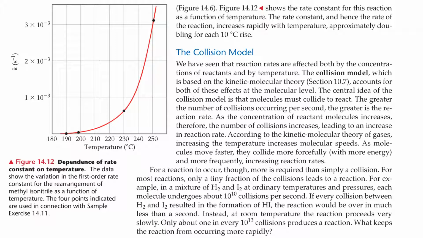For example, in a mixture of hydrogen and iodine at ordinary temperatures and pressures, each molecule undergoes about 10 to the 10 collisions per second. If every collision between hydrogen and iodine resulted in the formation of hydrogen iodide, the reaction would be over in much less than a second. Instead, at room temperature, the reaction proceeds very slowly. Only about 1 in every 10 to the 13 collisions produces a reaction. What keeps the reaction from occurring more rapidly?